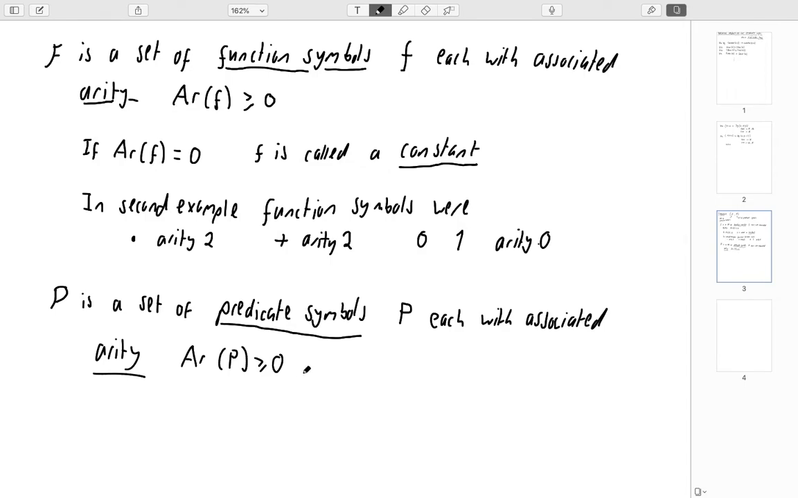Some authors restrict the arities of predicate symbols to be greater than or equal to 1, but it is useful to have the arity 0 ones, and a predicate of arity 0 is called a propositional constant.